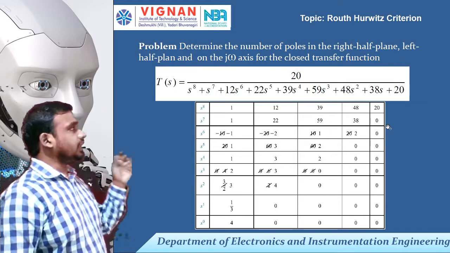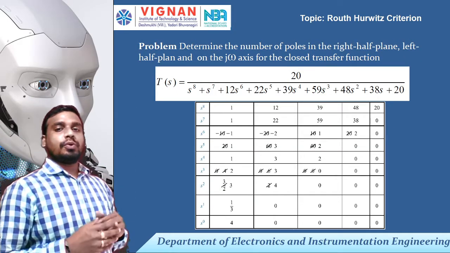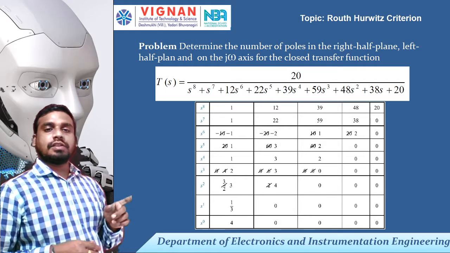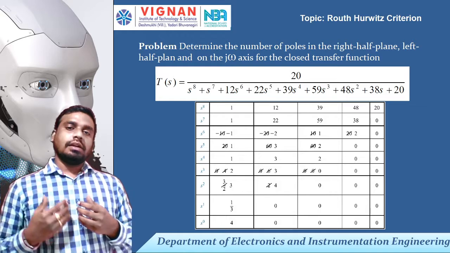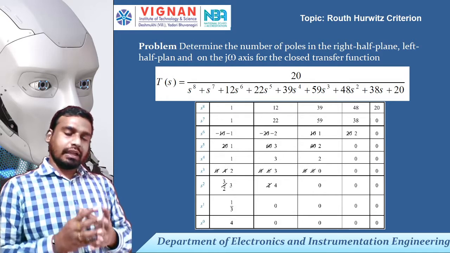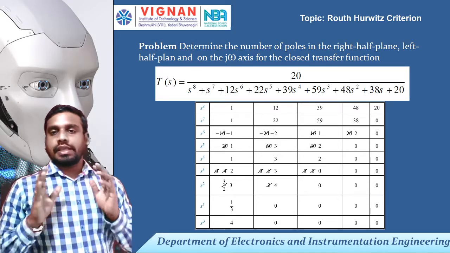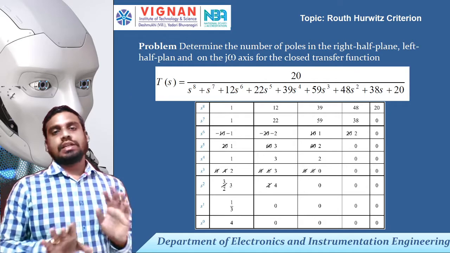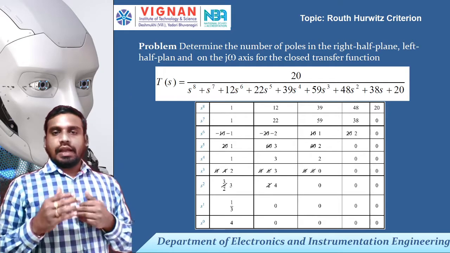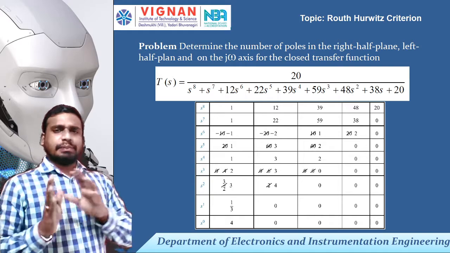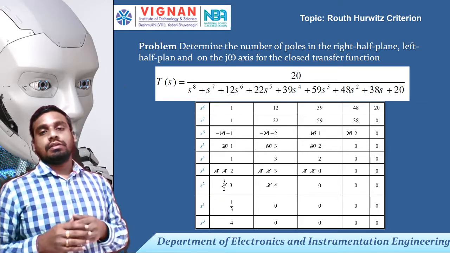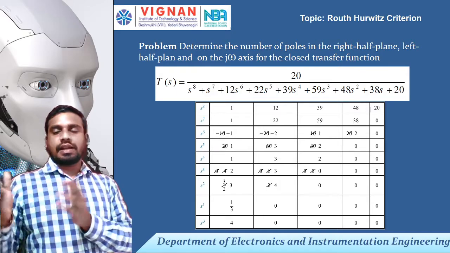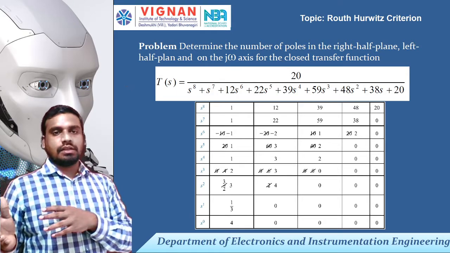Consider the example here. Determine the number of poles on the right half of the s plane, the left half of the s plane, and the j omega axis. As I mentioned, the Routh-Hurwitz criterion will tell you how many poles there are, but not the location of the poles. It tells stability, and the number of poles lying on the right hand side. That's why it is unstable.